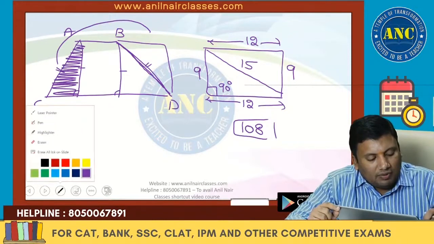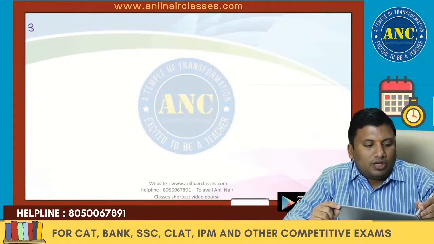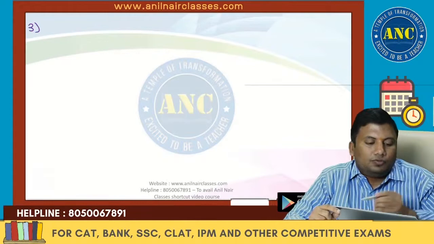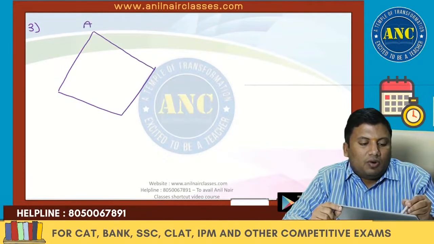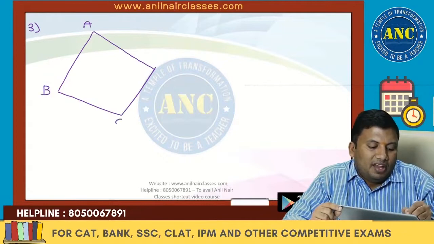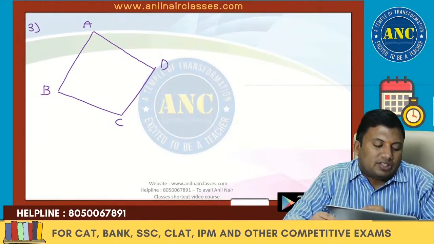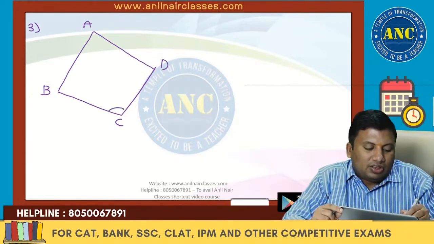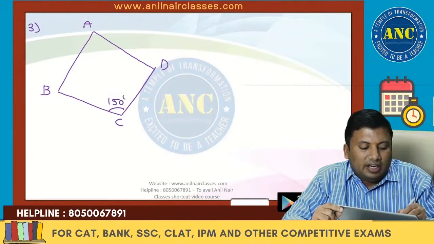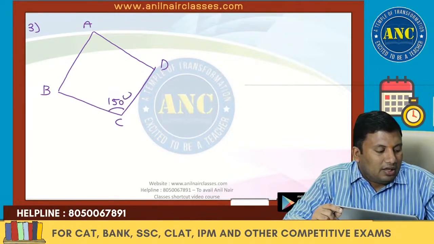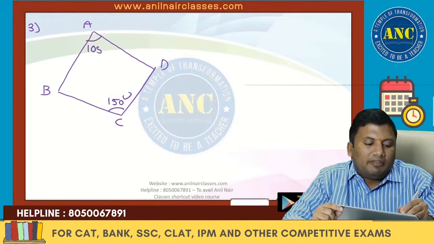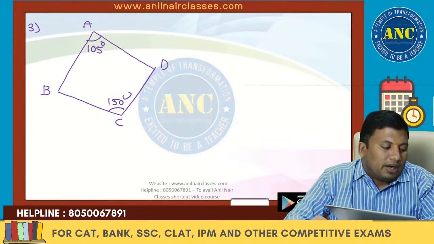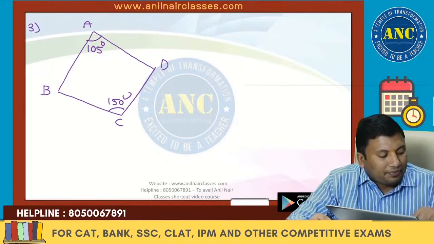Next one, third one. Virtual positioning. Suppose ABCD is a quadrilateral. You can do a lot of questions based upon this one, sir. This is 150 degrees, this is 150 degrees, this is 105 degrees, this is 105 degrees.